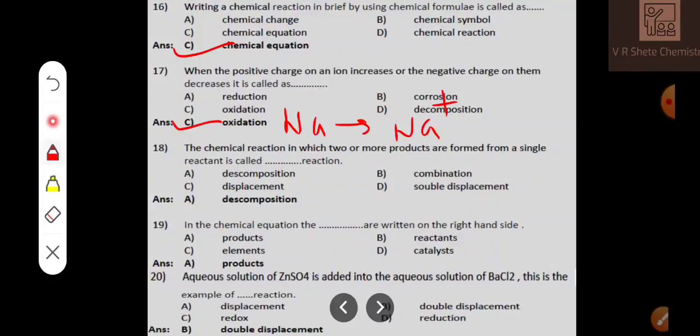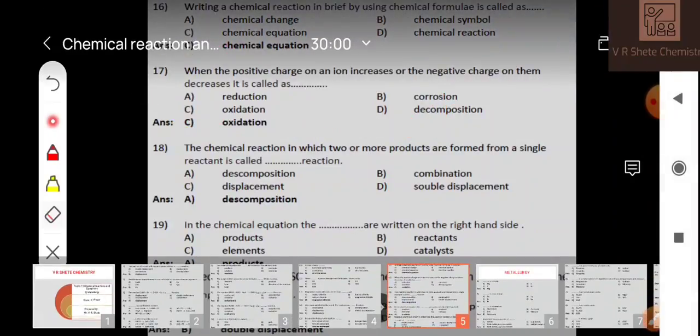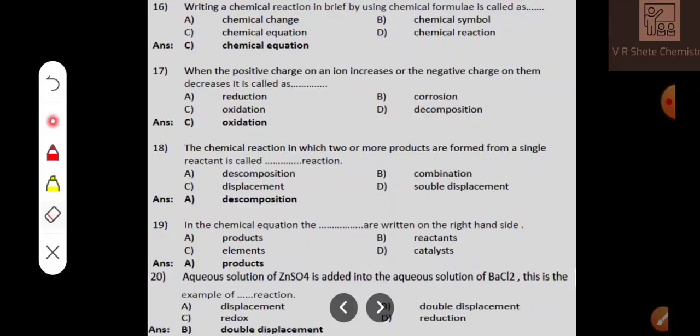Question 19. In a chemical equation, products are written on the right hand side while reactants are written on the left hand side. An aqueous solution of zinc sulfate is added to an aqueous solution of barium chloride. So this is a double displacement reaction. So what is the reaction? ZnSO4 reacts with barium chloride. It gives zinc chloride and barium sulfate as products. So this is a double displacement type of reaction.